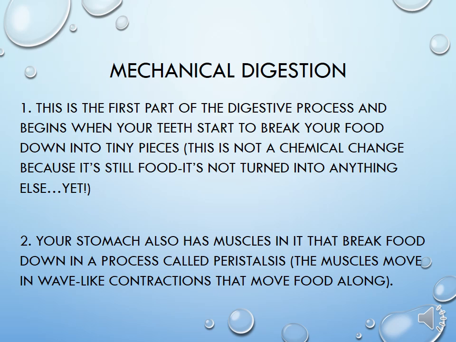So let's get into mechanical digestion first. This is the first part of the digestive process and begins when your teeth start to break your food down into tiny pieces. This is not a chemical change because it's still made of food. It's not turned into anything else yet. Your stomach also has muscles in it that break food down in a process called peristalsis. The muscles move in a wave-like contraction that moves the food along. It's kind of like your stomach muscles squeeze the food along.